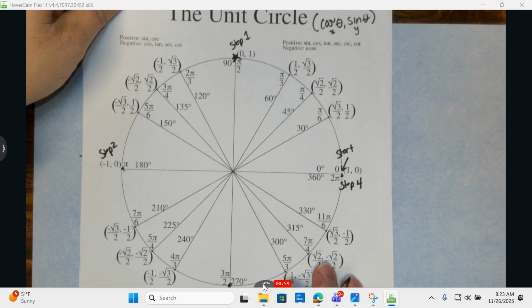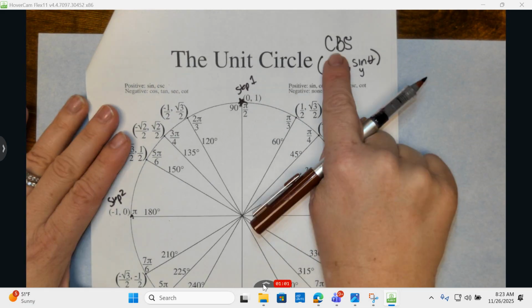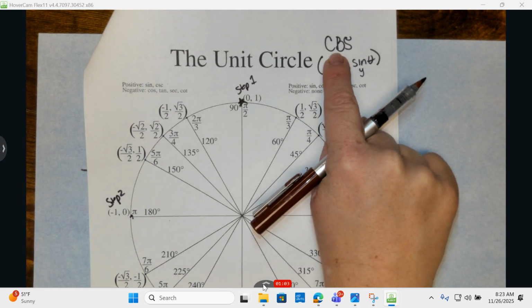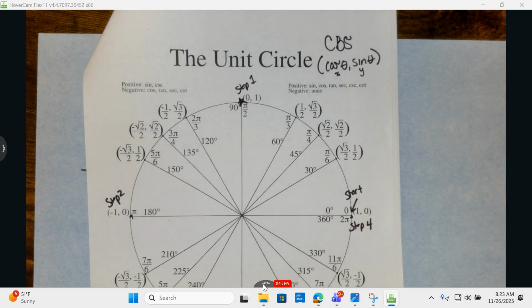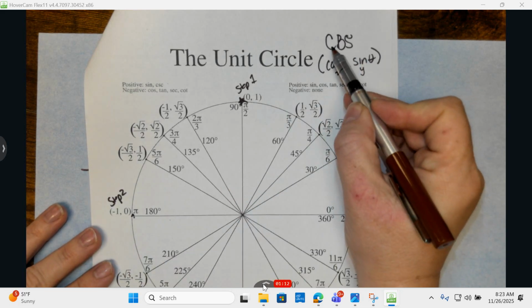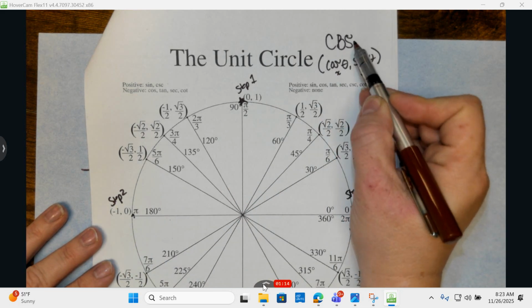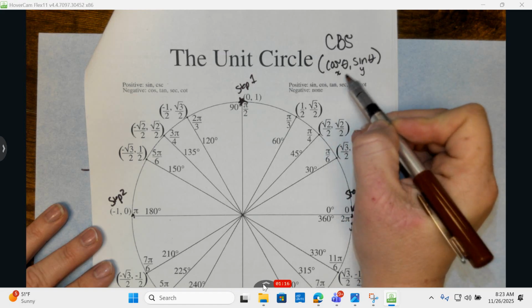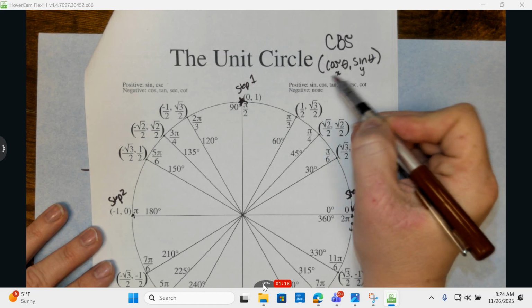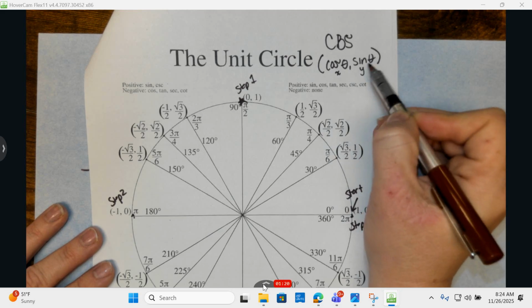In addition to that, I want you to come up at top and we're going to write down an acronym. Just like there are channels on TV like ABC, NBC, Fox, there's CBS. CBS is going to be our acronym that tells us we are always going to identify the first value in an ordered pair as the cosine value, and the second value is going to be the sine value.